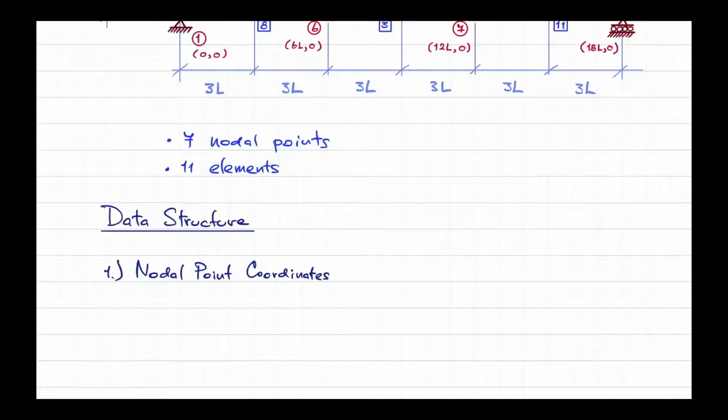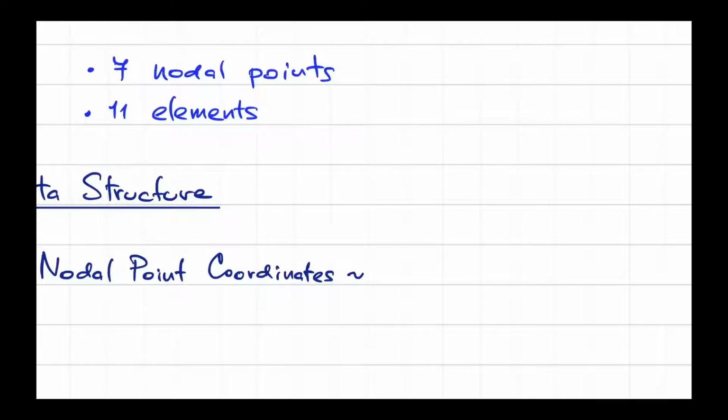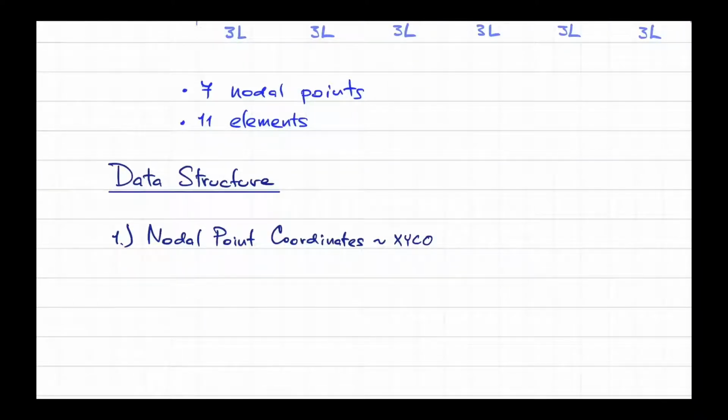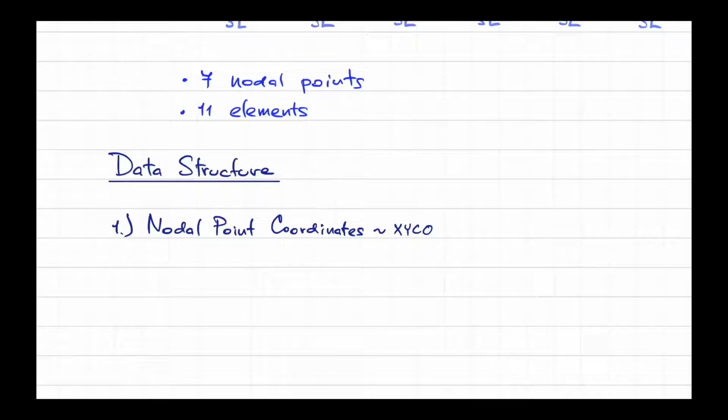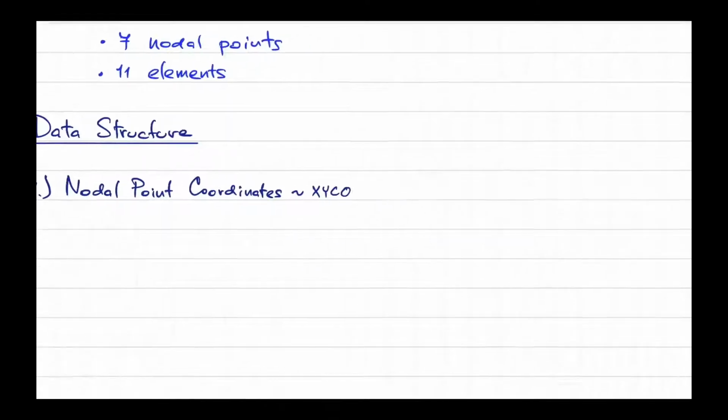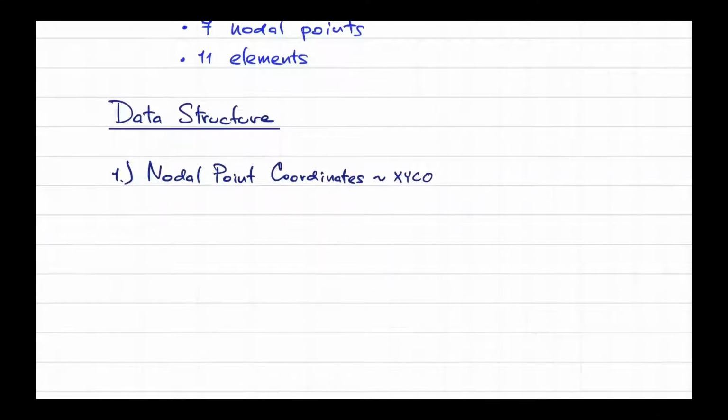It could be hectic. So we will call this the x, y, this will be the name of the variable I use in the program. Okay, so explanation is here. X, y, is a nodal point coordinate. How does the data structure look like? So x, y will be the two-dimensional array.